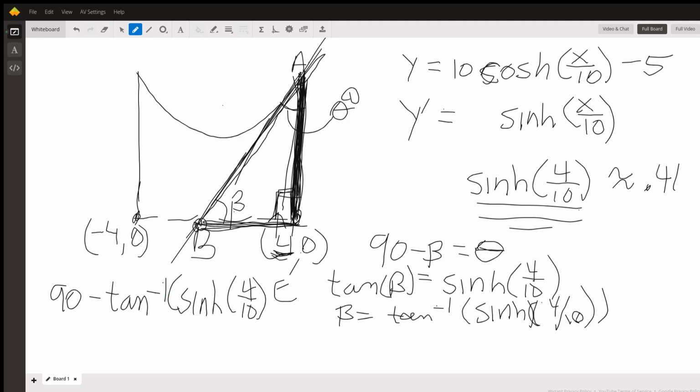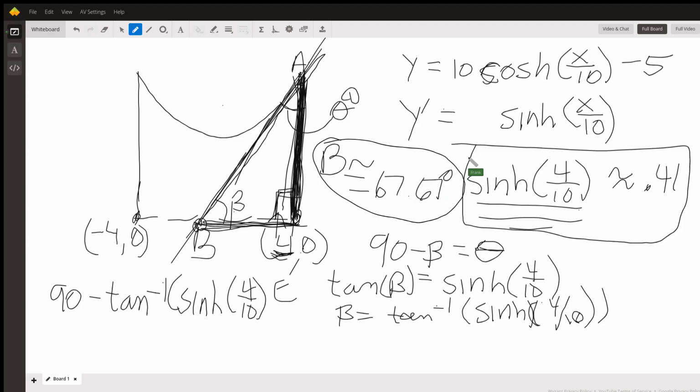And if I put that into a calculator, I did it on Desmos, you can do it on whatever calculator, it comes out to approximately 67.67 degrees. So this is part B of the question, what is the angle up there, theta? And part A, what is the slope? And the slope is about 0.41, or the hyperbolic sine of 4/10.